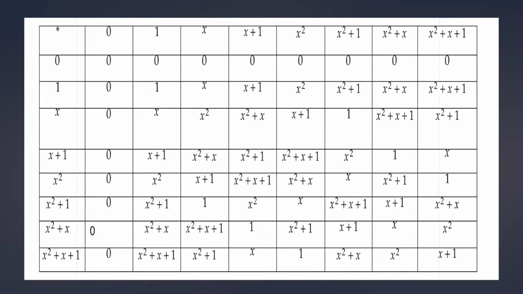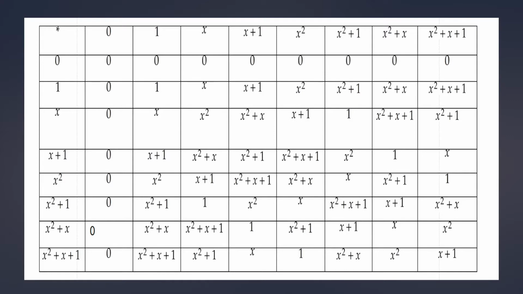Similarly, let us do this for the multiplication part. Again, the 8 elements are represented: 0, 1, x, x plus 1, x squared, x squared plus 1, x squared plus x, x squared plus x plus 1, and so on. Similarly, here also we will have to check them individually for the 7 different cases. For example, let us consider the x times table. So, x times 0 is 0, x times 1 is x, x star x is x squared, x star x plus 1 is x squared plus x.